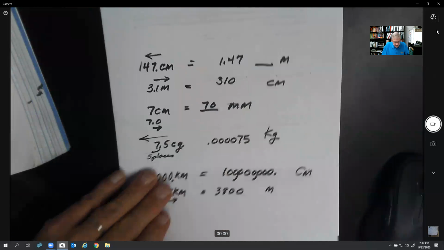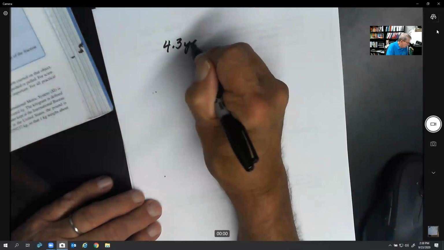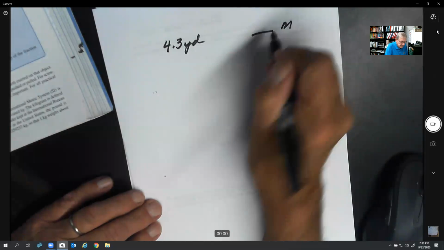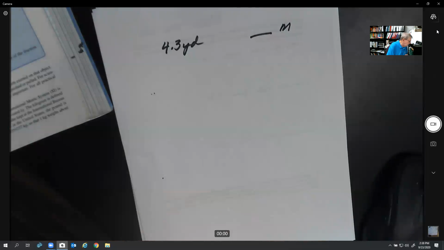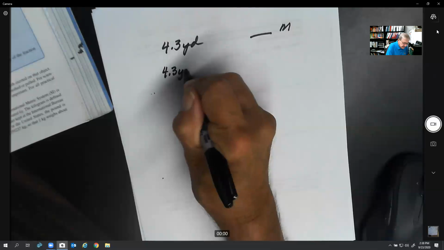Okay. The next thing is our conversions, and we're going to convert from English to metric and metric to English. And on page 302, they have some, and let's take a look. Here we have 4.3 yards, and we want to change that to meters. How many meters is that? So look at my little table. It says 1 yard is 0.9144 meters.